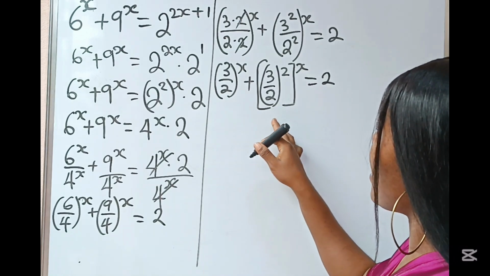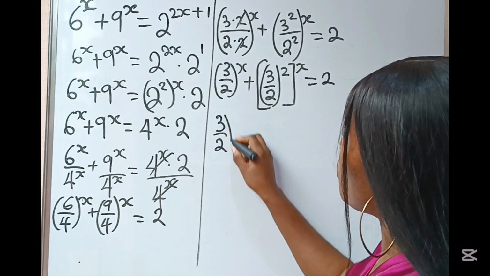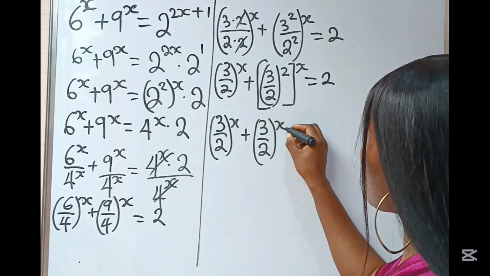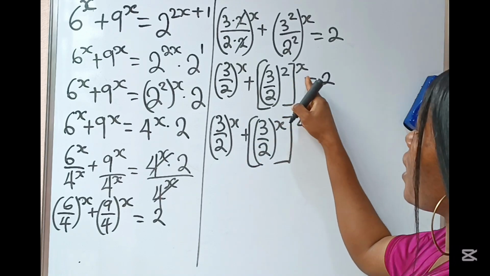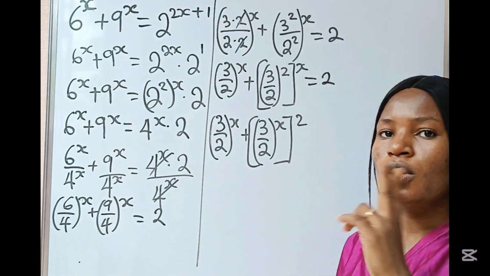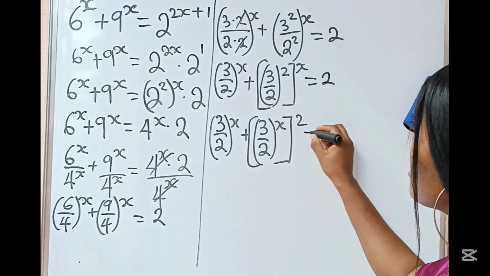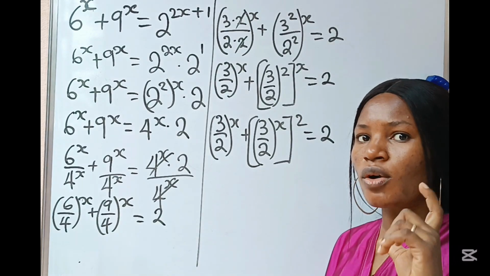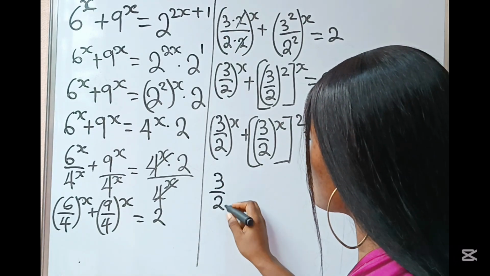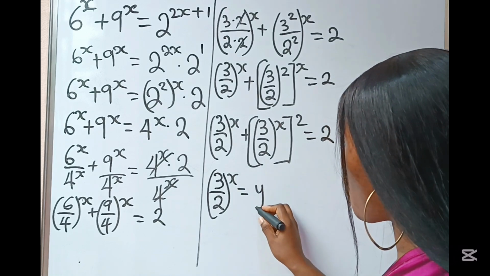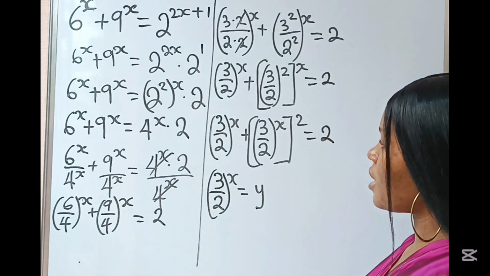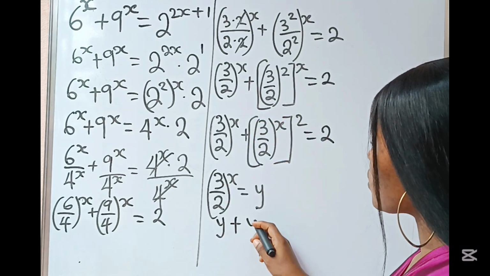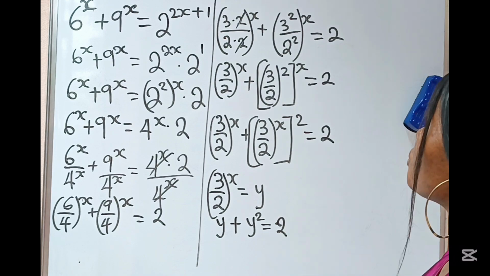Therefore we can write this as 3 over 2 raised to the power of x plus 3 over 2 raised to the power of x raised to the power of 2. Yes, we can interchange the powers. If there are two powers, we can interchange the position and it is okay. All right, now we have 3 over 2 to the power of x. Let's call it y. Now, if that is the case, we can write this as y plus y squared is equal to 2.